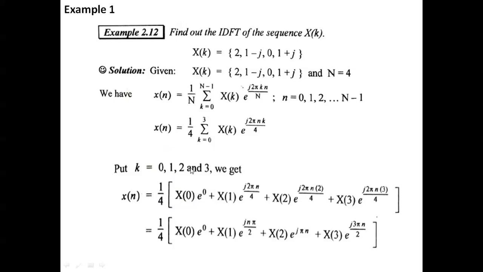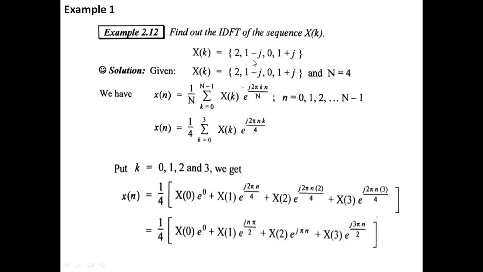So expand the equation. k value is 0 to 3. Wherever k is there, just put the values 0, 1, 2, 3, and cancel it, the 2 and 4. Like that you have to simplify the equation. We already know this is X of 0, X of 1, X of 2, X of 3. This is already in the input. So just apply the X of k values and you get the equation like that.